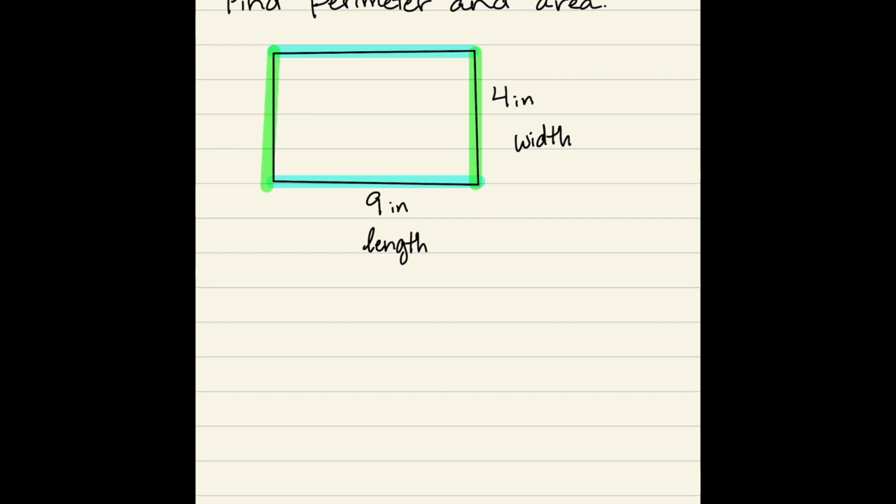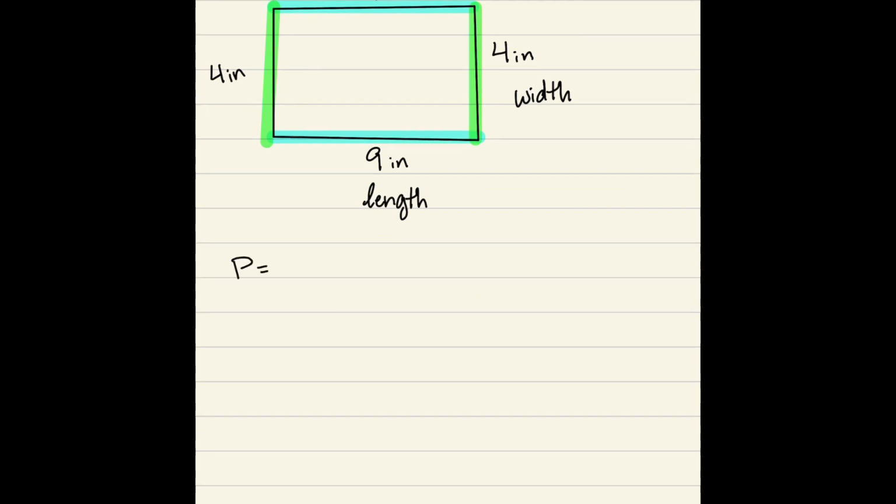We can fill in those sides now. We know that this is 4 inches and this is 9 inches. And we can do our perimeter, which is equal to 9 plus 9 plus 4 plus 4. 9 plus 9 is 18. 4 plus 4 is 8. 18 plus 8 is equal to 26.